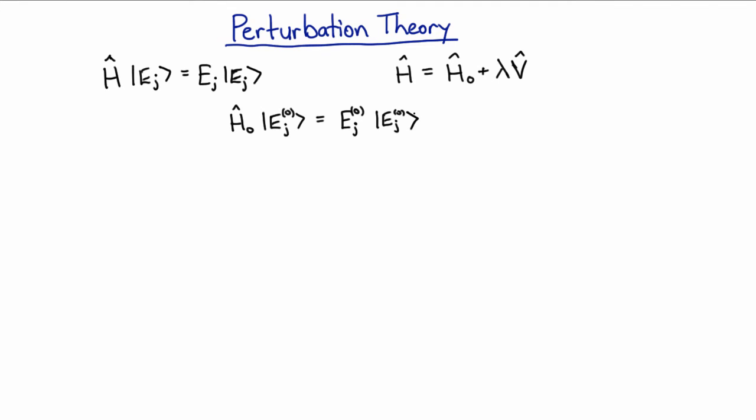But what we really want to know is the eigenstates and eigenvalues of this problem, as discussed here. Now, of course, this Hamiltonian is a function of lambda. And therefore, the eigenstates are a function of lambda, and also the eigenvalues are a function of lambda. So let's take a Taylor expansion, a power series expansion of both the eigenstates and the eigenvalues.